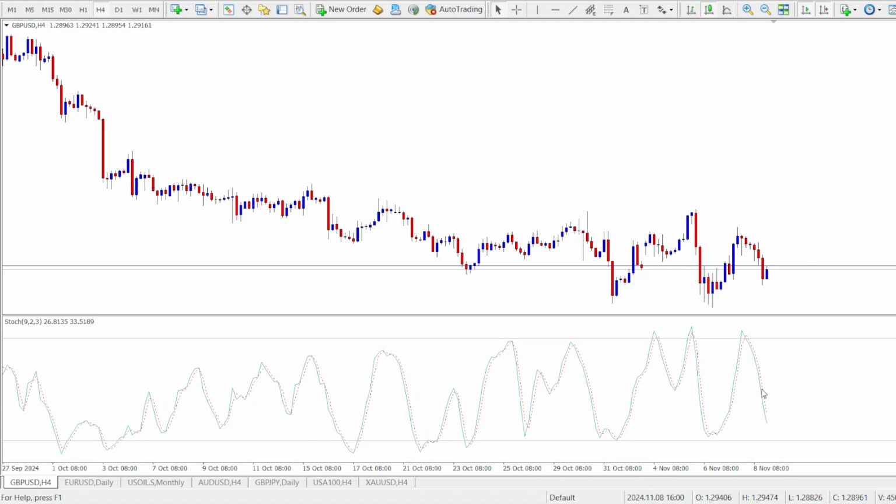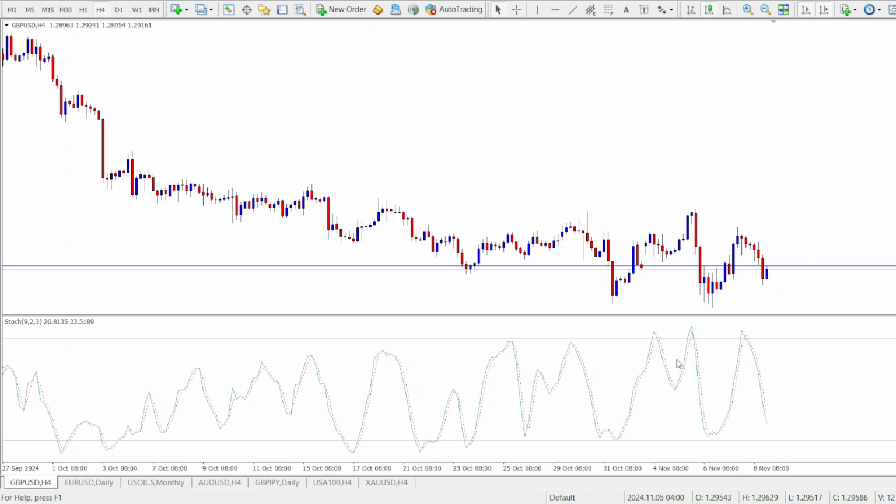One popular way to use the stochastic is by looking for crossovers, whether bearish crossovers or bullish crossovers. When the percentage K line crosses above the percentage D line, and both are below the 20 level, or the 15 level if you are using the 15 settings, that's often a sign that the market is oversold and a potential buy signal. Conversely, when the percentage K crosses below the percentage D line above the 80 or the 85 level, that's a typical sign that the market's overbought and a sell signal could be coming.